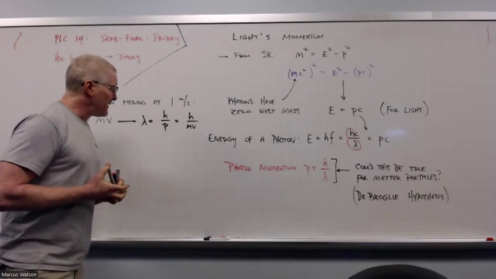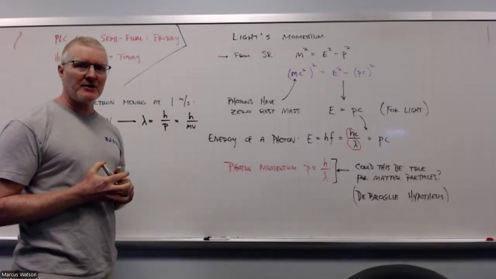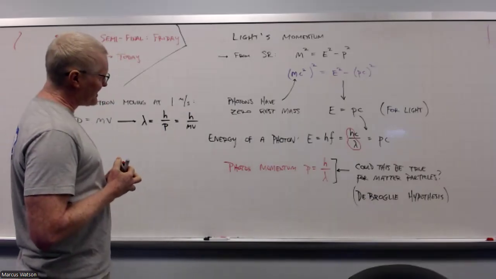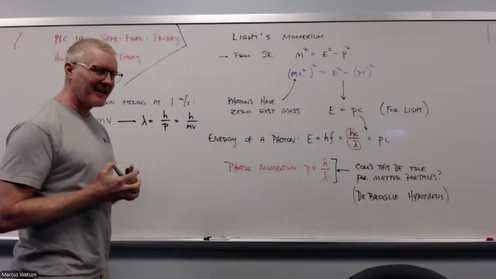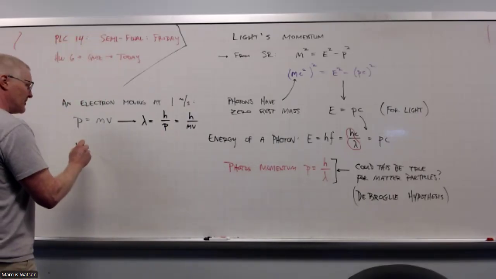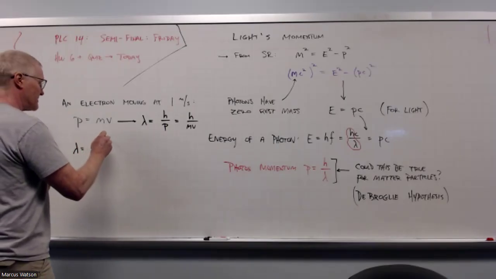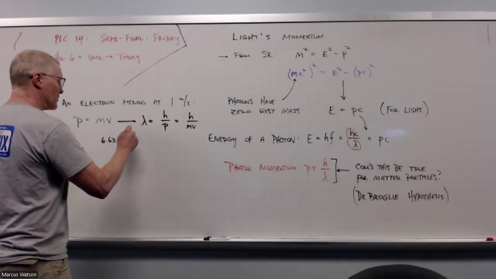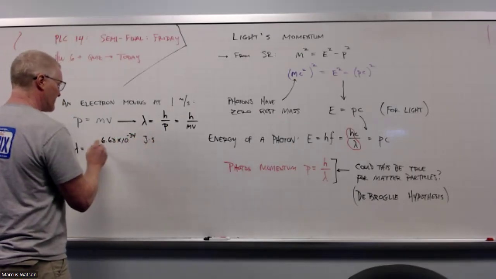Now, I could do this in SI units. In fact, I guess I'll start with that. Let's suppose we've got lambda here, and h has the value of 6.63 times 10 to the minus 34 joule seconds.